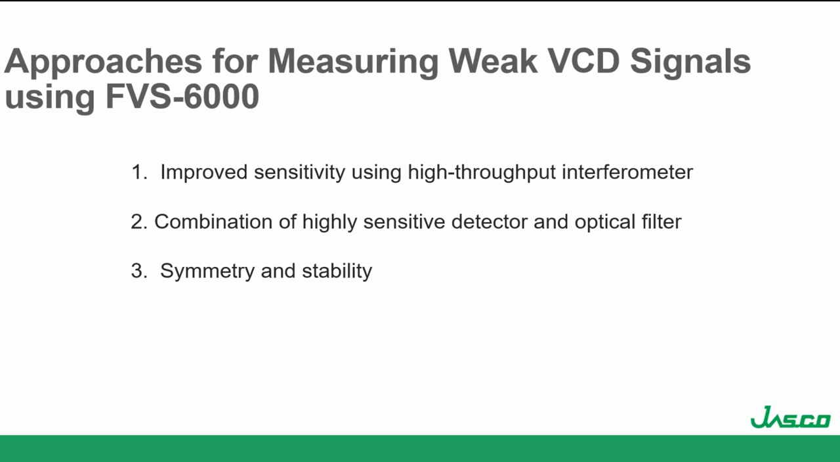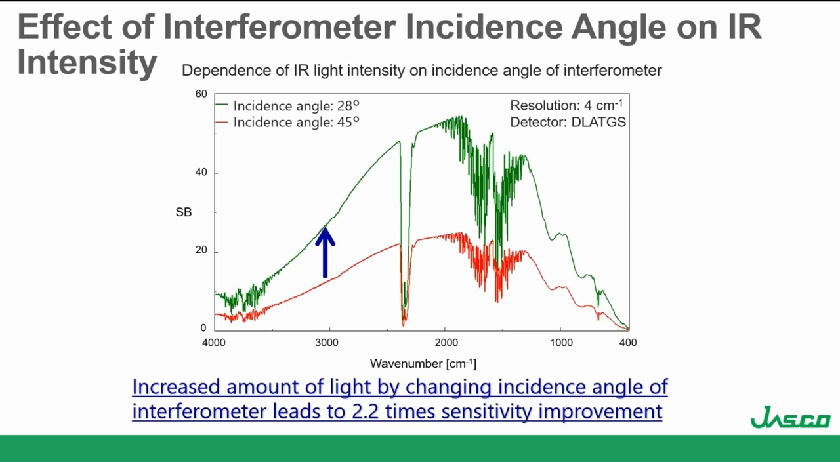The sensitivity is improved in this instrument because, as I mentioned before, the BCD signals are very weak. So the design of this instrument uses an interferometer with an incident angle of 28 degrees, which is different from the standard for an FTIR bench that is 45 degrees. With this change in the incident angle, we have an increase in the sensitivity of the instrument of 2.2 times compared with 45 degrees.